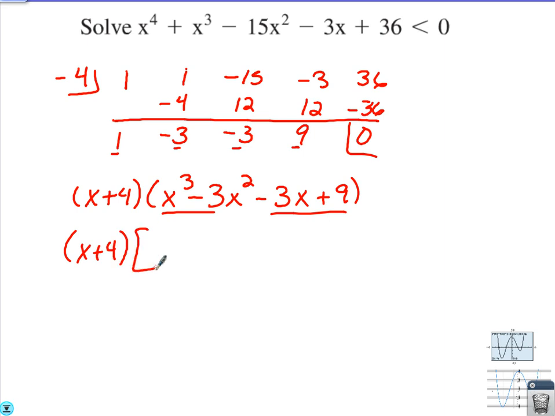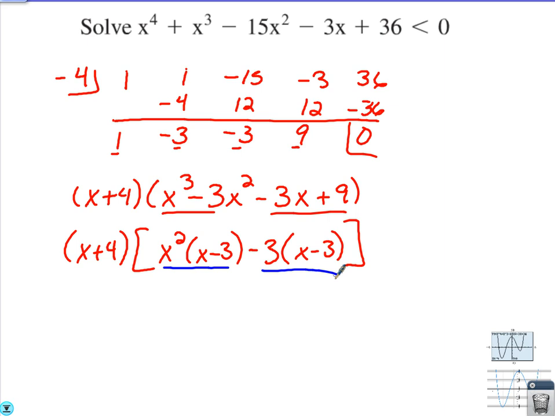All I can pull out of the first two, and I'm going to do brackets here, is x squared, and I'm left with x minus 3. What can I pull out of the second two? And always pull that negative out with it. -3, and you're also left with x minus 3. So that does factor by grouping.